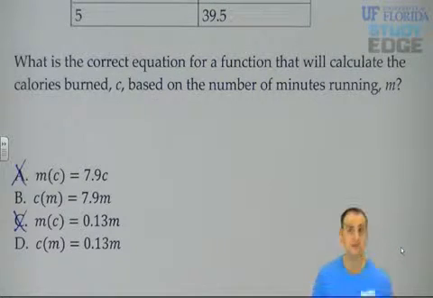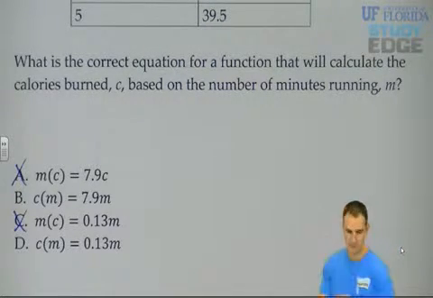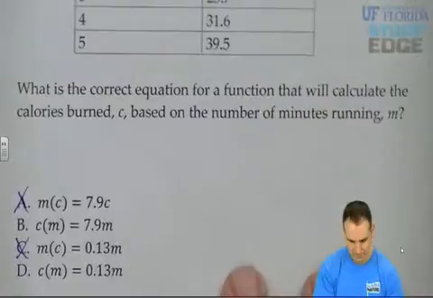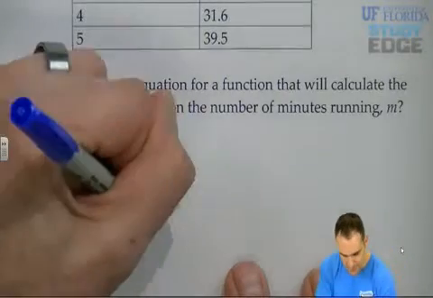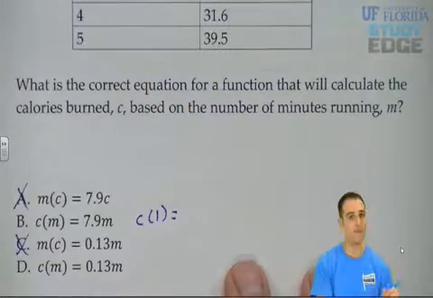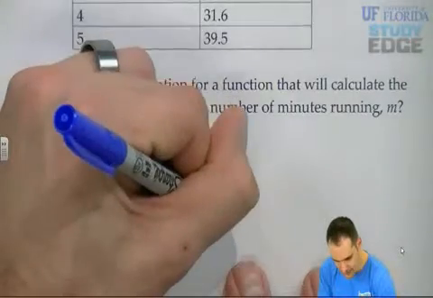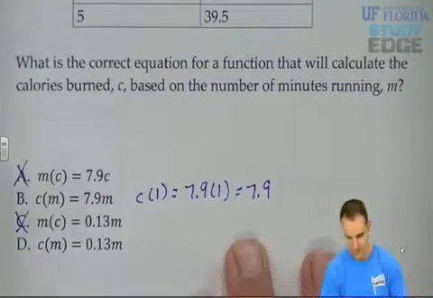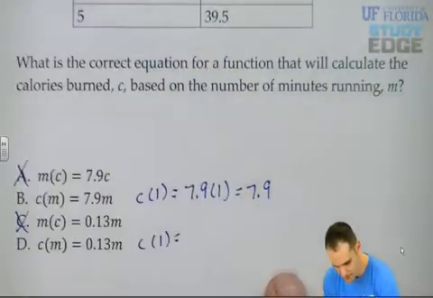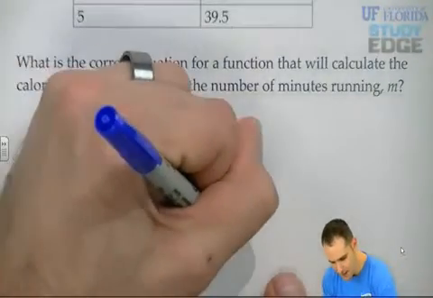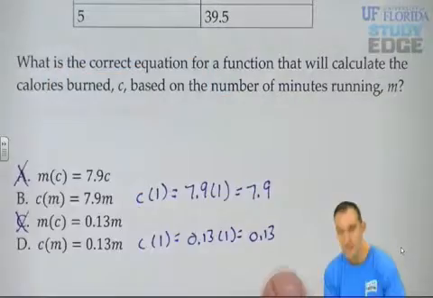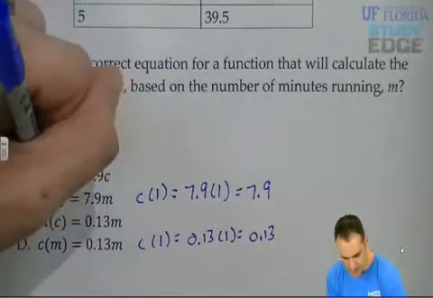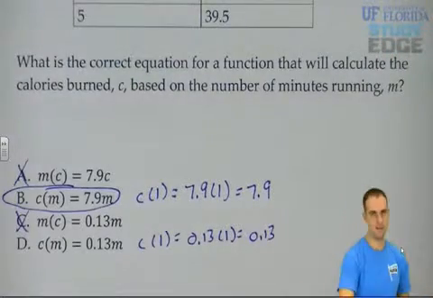Now what do we do? Take a point above. M is 1, C better be 7.9. So for choice B, if I input a 1 for M, 7.9 times 1 is just 7.9. So I think it's B. If I try choice D, input a 1 for M, I'll get 0.13, and that's not the answer. I wanted 7.9. So the answer is B.